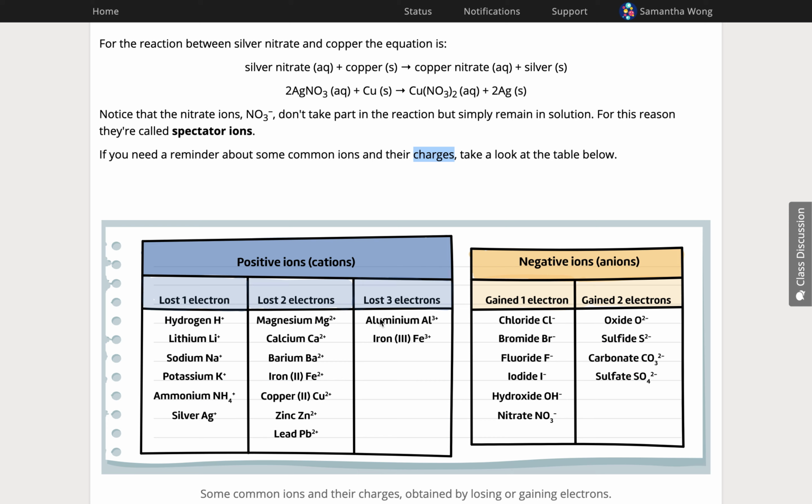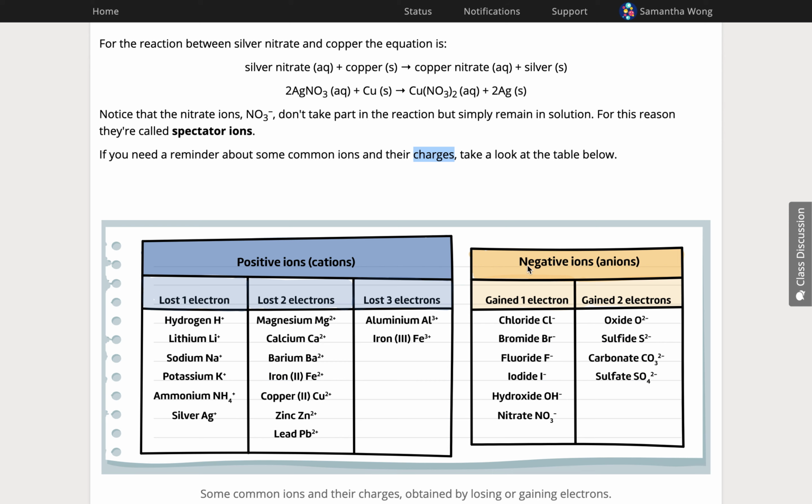In this third column, we've got aluminium and iron. As you've guessed, they have a charge of +3, which means they've lost 3 electrons, so are overall positive by 3 protons. So these are all positive ions, so they're cations.